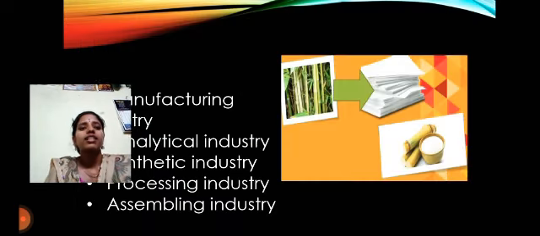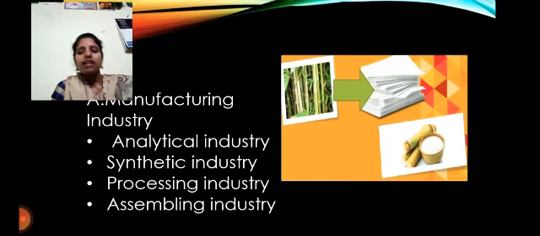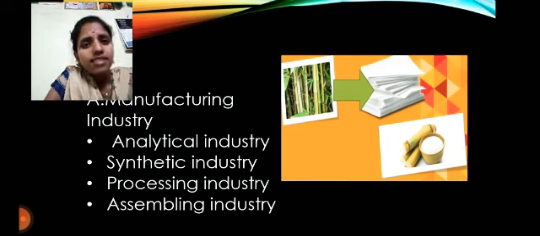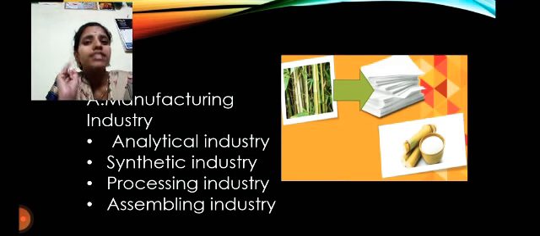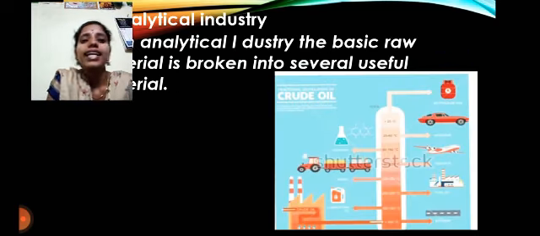In this industry, there are two types: manufacturing industry and construction industry. Manufacturing industries are engaged in transforming raw materials into finished goods with the help of machines and manpower. Manufacturing industry is divided into four types: first one, analytical industry, second one, synthetic industry, third one, processing industry, fourth one, assembling industry. So friends, let us see what they are. First one, analytical industry.